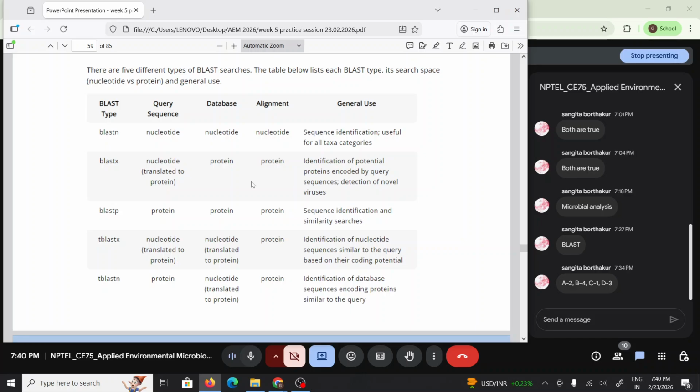And finally, when you talk about TBLASTN, you are going to input a protein sequence, and in your database you have only nucleotides. Those nucleotide sequences will be converted into protein sequences, and then these will be aligned and searched. So these are the different types of BLAST you can perform.